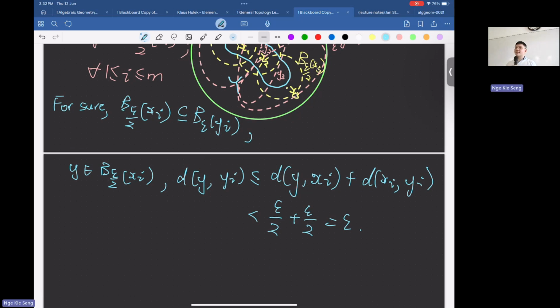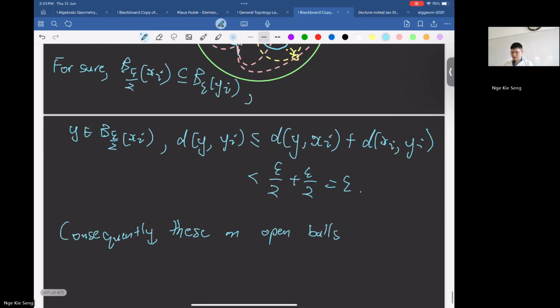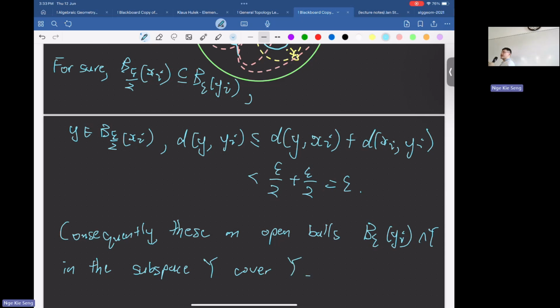But this epsilon over 2 ball of xi already covers my y. So my y is contained in the union of all these balls, and then I compare all these balls. Consequently, these finite open balls b epsilon of yi, if we want to show it in the subspace case, maybe we intersect with y. In the subspace y they cover y. So I can cover all the epsilon over 2 balls, but the epsilon over 2 balls already cover my y, so I will cover y.